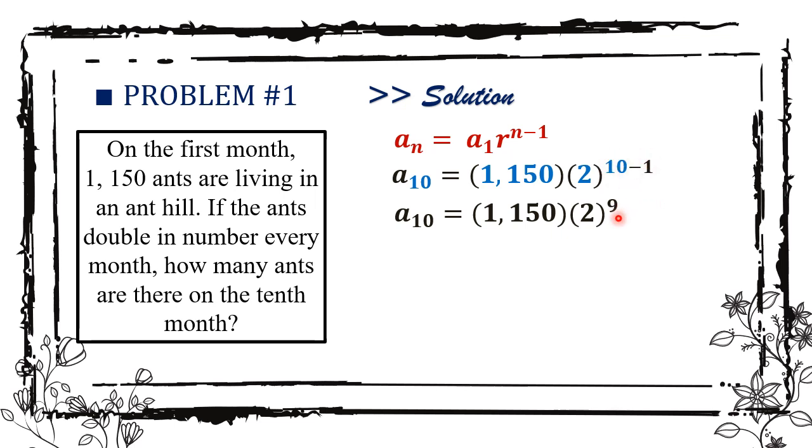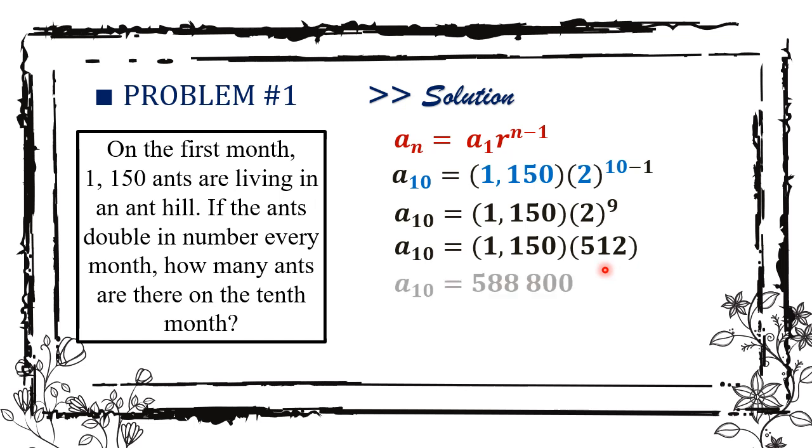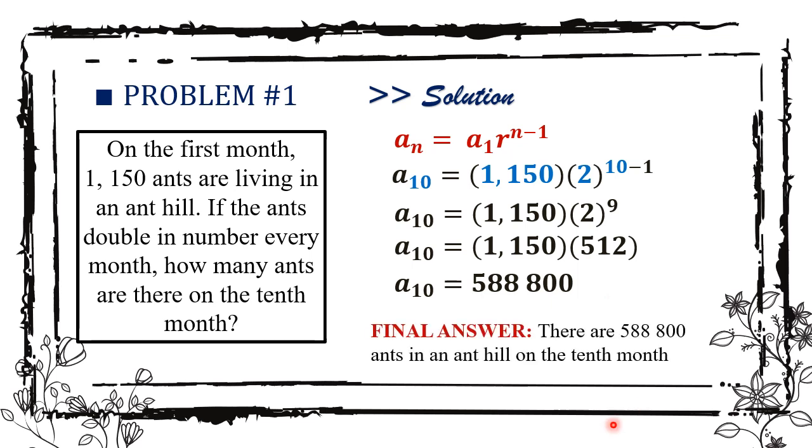Following the PEMDAS rule, let us consider first the exponent to simplify. So 10 minus 1 is 9. And then let's have 2 raised to 9, that is equivalent to 512. And lastly, let us multiply with 1,150, and therefore our answer is 588,800. So you may write your final answer in statement form. There are 588,800 ants in an ant hill on the 10th month. You may revise or rephrase this statement as long as we have the same idea being expressed.